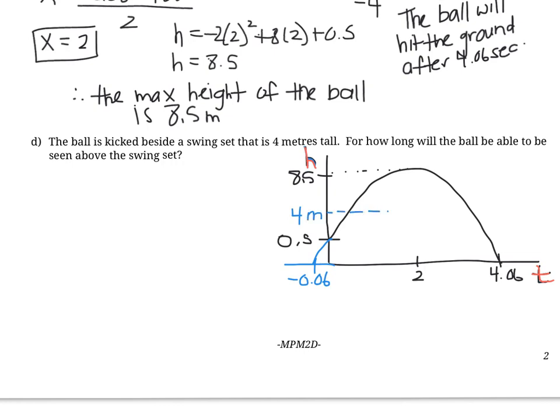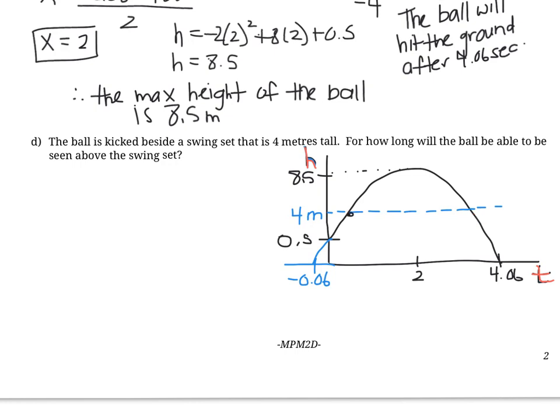So if I were to take this across, if that's about where 4 meters is, the ball will not be able to be seen above the swing set from here. But after this point, it's going to be above 4 meters, until this point. And then after that, it's going to be below the swing set. So the question is saying, how long will it be above here? To figure out how long, we need to know these times.